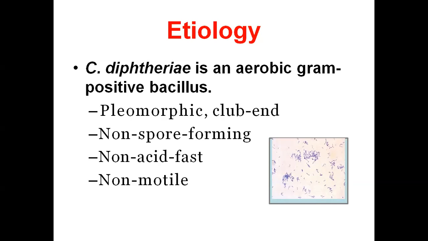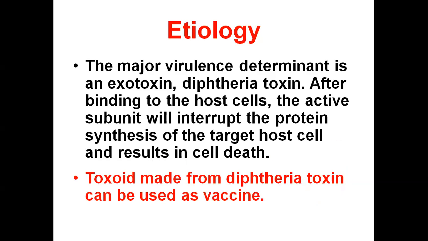It has a pleomorphic club end, and is non-spore forming, non-acid fast and non-motile. The major virulence determinant is an exotoxin, which comes from the outside. Then, the diphtheria toxin: after binding to the host cell, the active subunit will interrupt the protein synthesis of the target host cell and result in cell death.